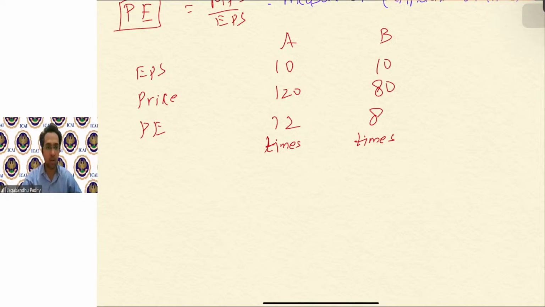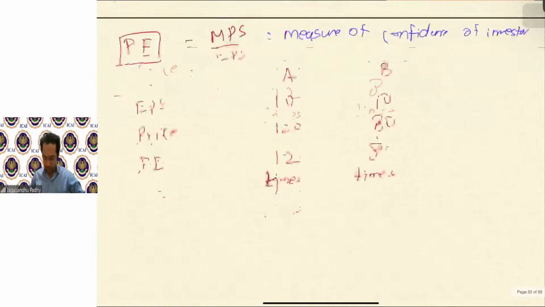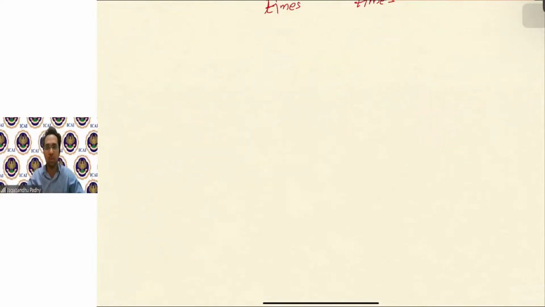The ratios which we are yet to cover. So we had earnings yield and dividend yield, which we have done, correct? P/E ratio is also done. Now we have to look at a ratio called the market value to book value ratio, then the Q ratio, and then the DuPont chart.